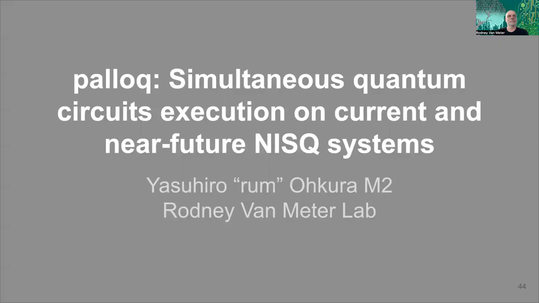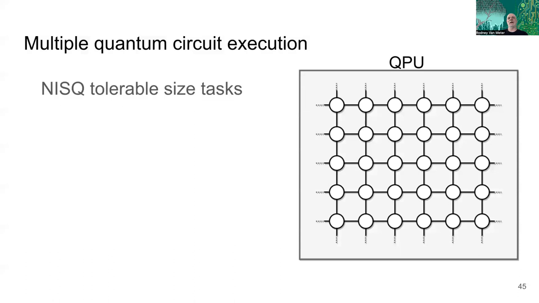Another area where we've been doing quite a bit of work is dealing with NISQ systems and trying to take advantage of the resources that are there. So this was work by one of my undergraduates. This is essentially the undergraduate thesis of Yasuhiro Okura. And it's a system for executing multiple programs on a quantum computer at the same time. So you've got a set of programs that you want to execute that are sort of amenable to NISQ level execution.